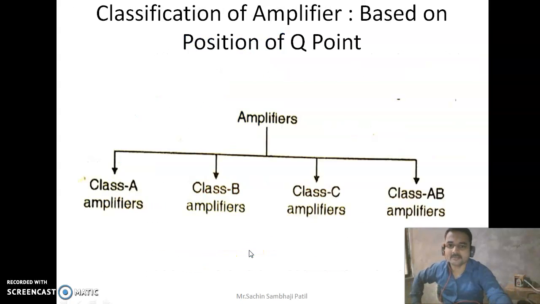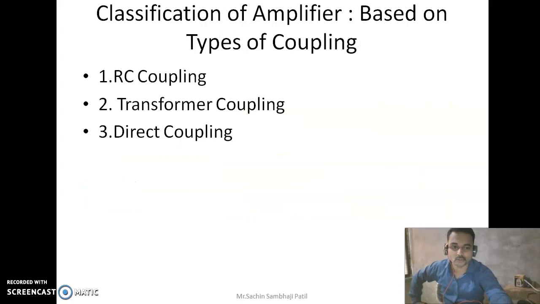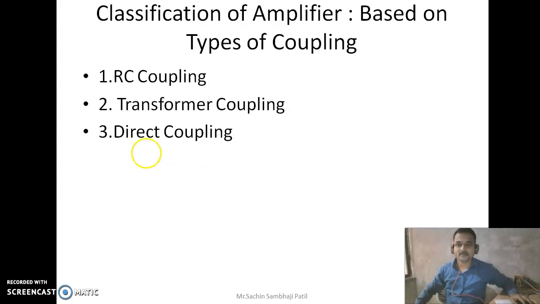Based on the Q point, there are class A, class B, class C and class AB power amplifiers. Based on coupling, where we connect one amplifier stage to another amplifier stage, there is RC coupling, transformer coupling and direct coupling.